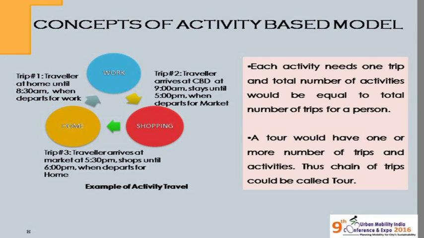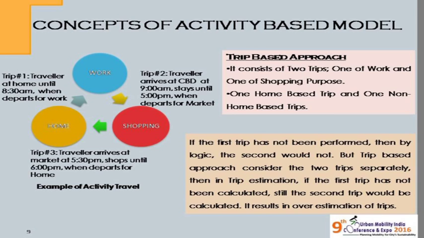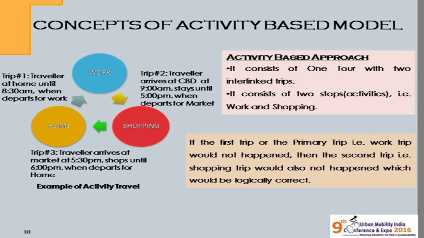If we see it in the normal trip-based approach, we will consider there are two trips. But suppose one day the person does not go to work, then he probably will not go to the shopping also. So these two trips will not happen. But in the trip-based approach, as we consider them separately, we just consider the second trip, and we will not consider the first trip. So there will be a calculation error. But in activity-based modeling, if the person is not doing the work trip, we say that he is not doing any tour on that day.